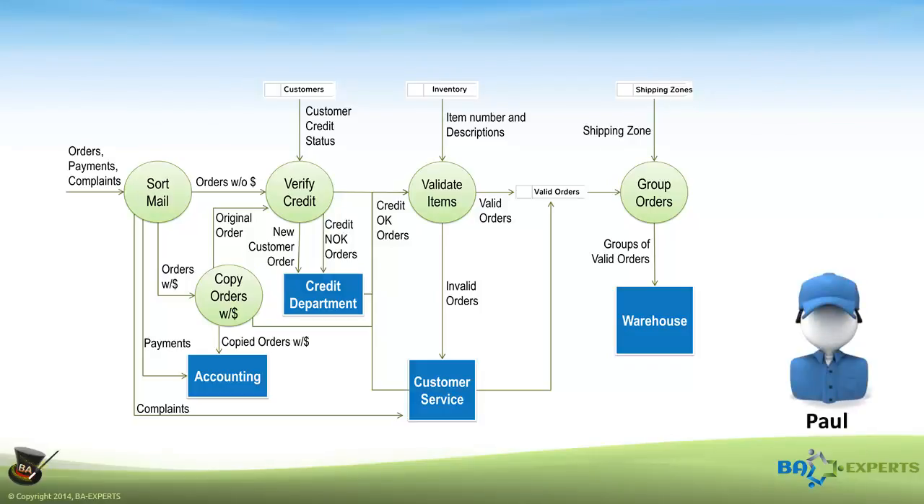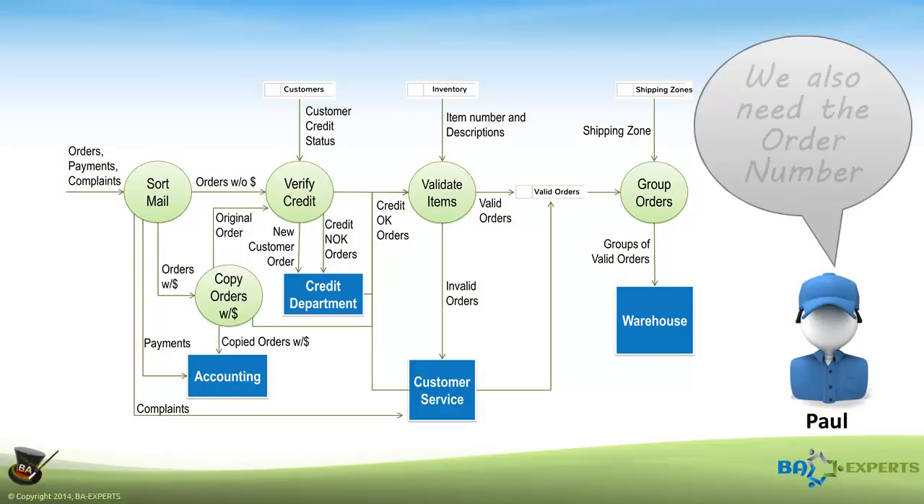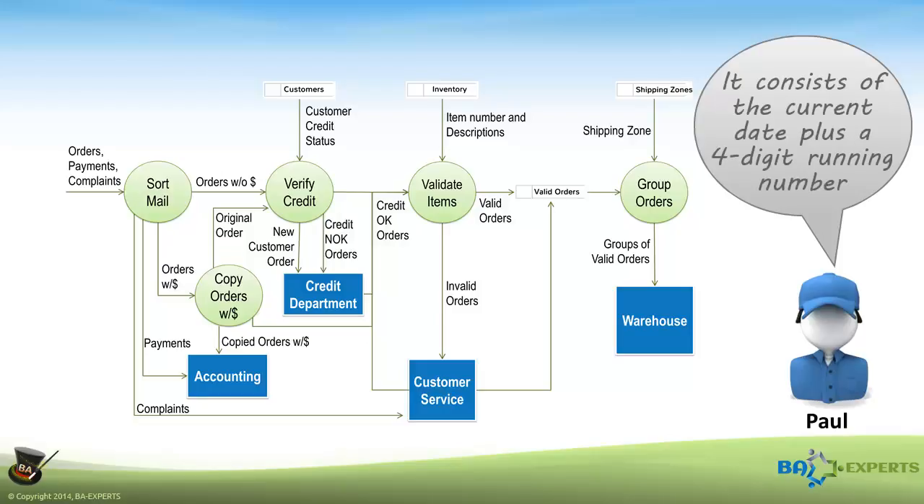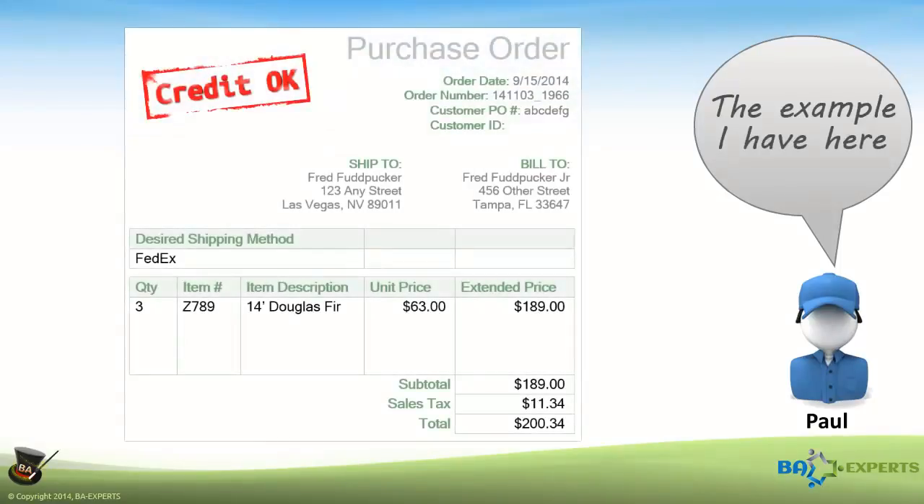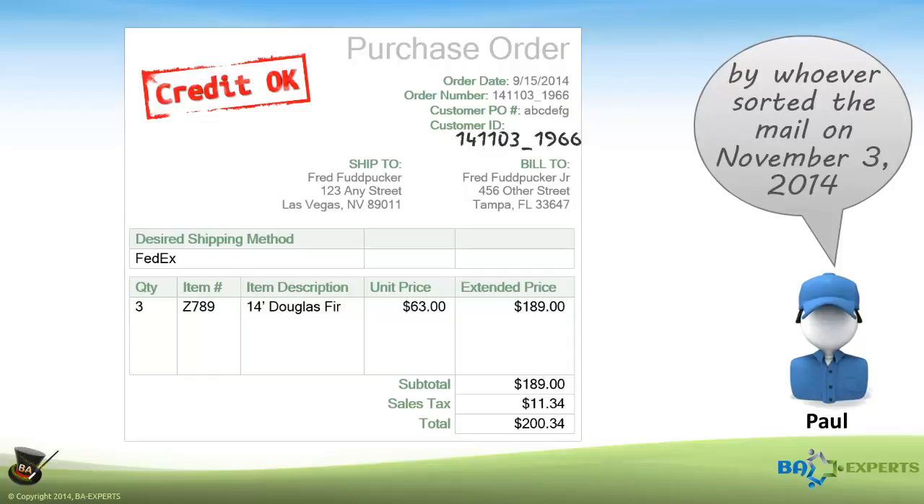Paul replies, "That makes sense. I guess we also need the order number, which is assigned when we sort the mail. It's added to each order by whichever of us is sorting the mail. It simply consists of the current date plus a 4-digit running number. The example I have here has order number 141103196 written on it by whoever sorted the mail on November 3, 2014."